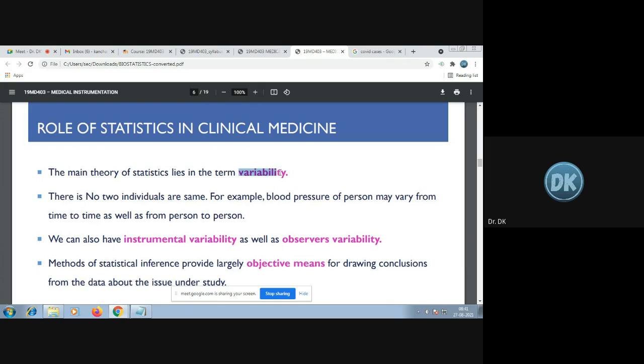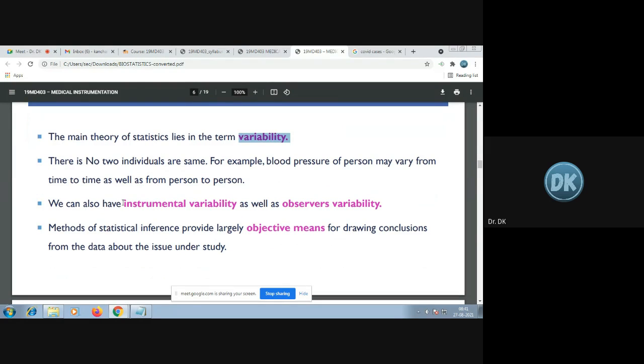So variability is the main thing which is used in clinical medicine, because whenever you go to a hospital, the first thing they will take is your temperature, and then they will check your BP, right? So this is one main important concept in clinical medicine. The second one is that we can also have instrumental variability and observer variability. This is very, very important.